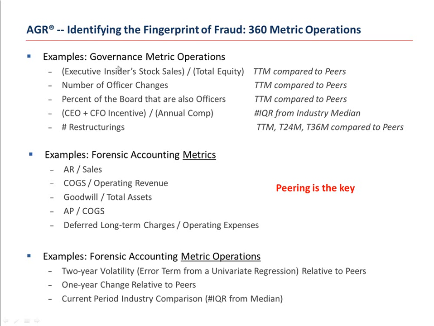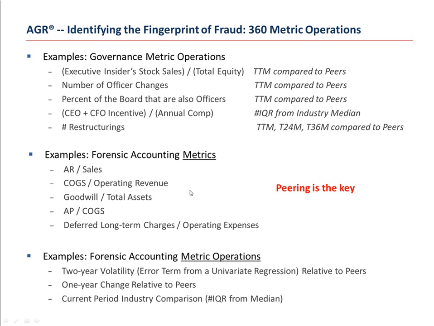On the governance side, some examples are executive insider stock sales divided by the total equity of the firm. We'll look at the trailing 12 months of this metric and then compare that to the peers. Again, peering is the key. We'll look at things like the CEO and CFO incentive pay divided by their annual compensation and look at the number of interquartile ranges from the industry median. Again, industry median requires a peering.